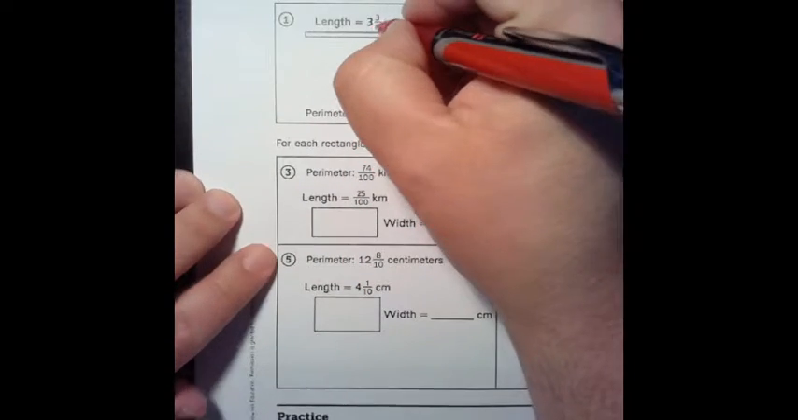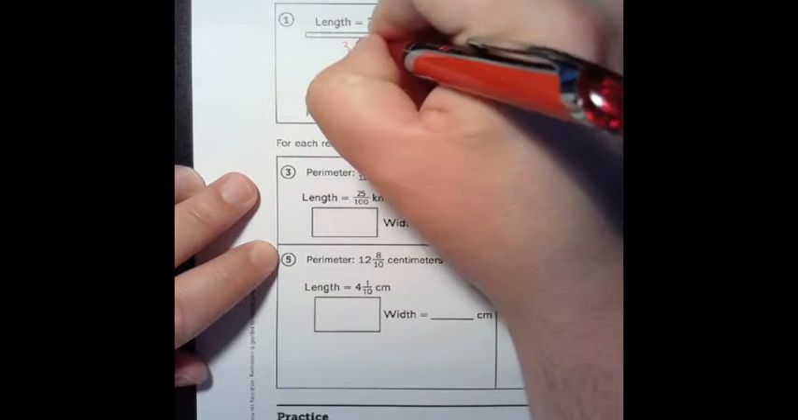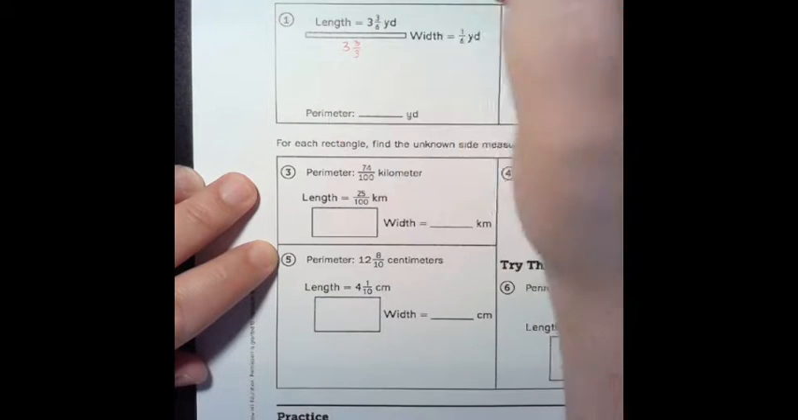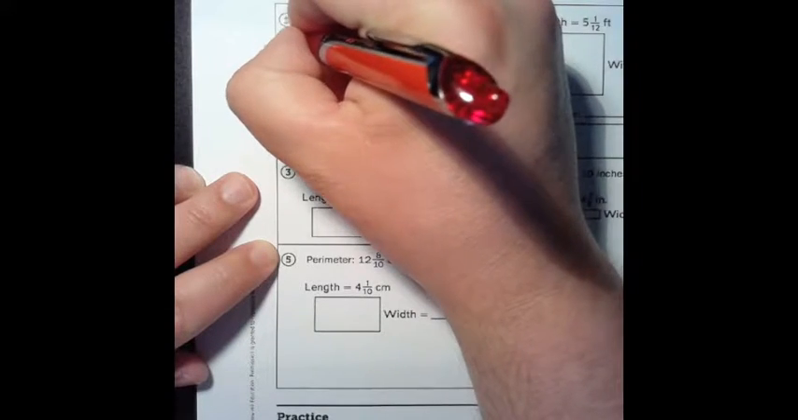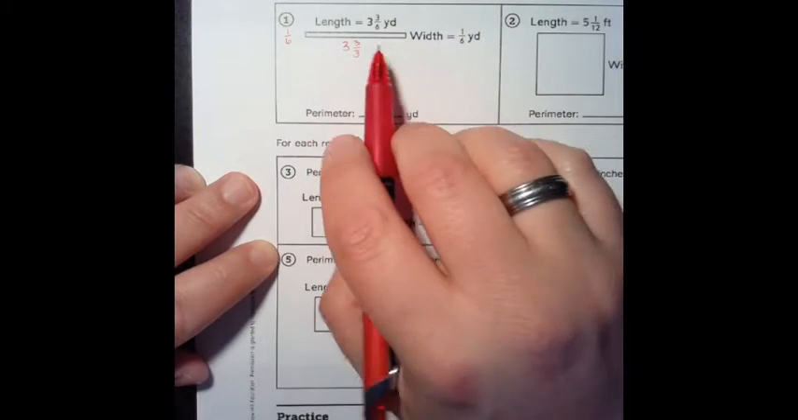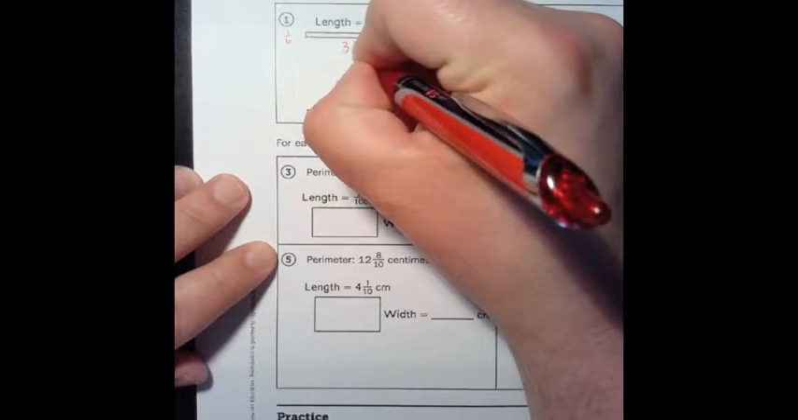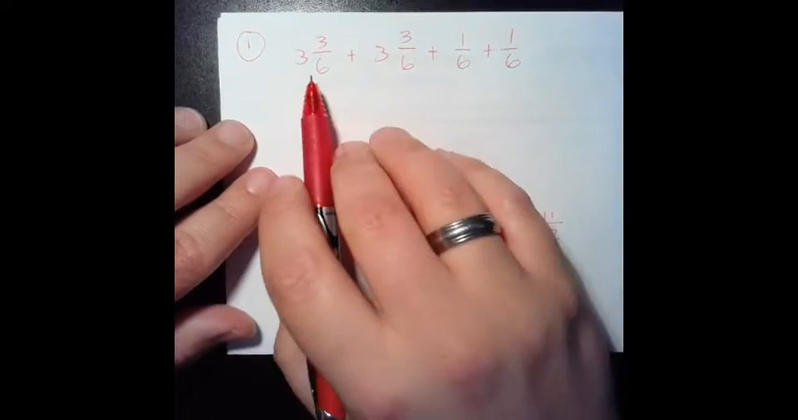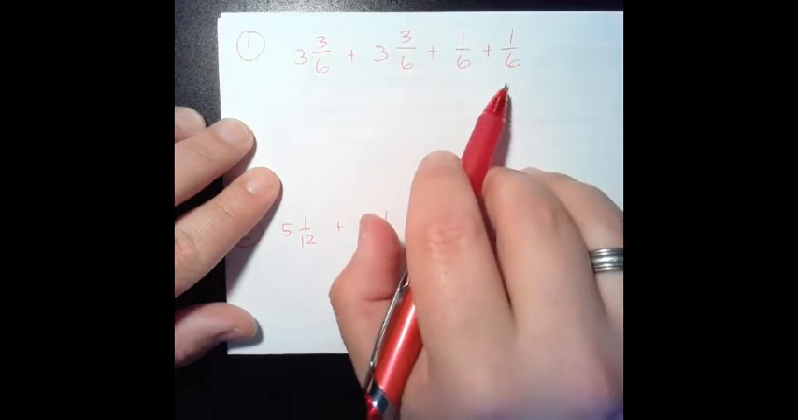So we know that if one side of the rectangle is 3 3/6, that means the other side is also 3 3/6. And if we know the width is 1/6 over here, that means it needs to be 1/6 over there. To find the perimeter, you've got to add all four sides. I wrote that as a 3 here, but that should be 6. So 3 3/6 plus 3 3/6 plus 1/6 plus 1/6.